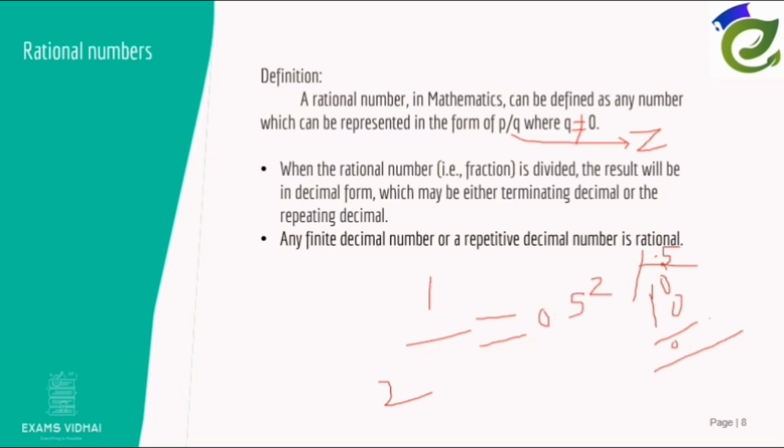But how will you represent 1 by 3? Try to divide the same way. 1 is smaller than 3, so we add a decimal point. 10, and 3 threes are 9, so 9. You again come to the remainder 10, then 3, and again you will have 10. So this will never end. So 1 by 3 is 0.333333 repeated.